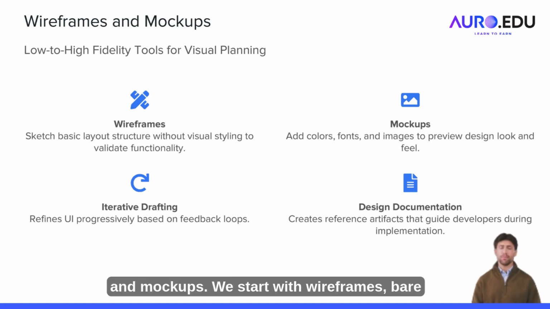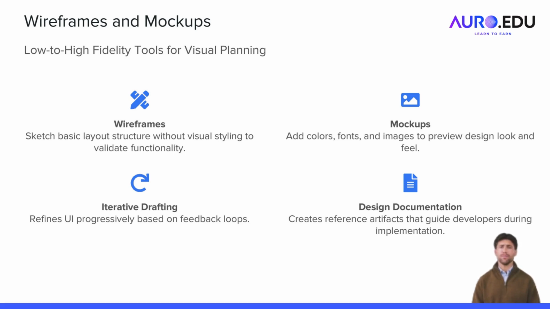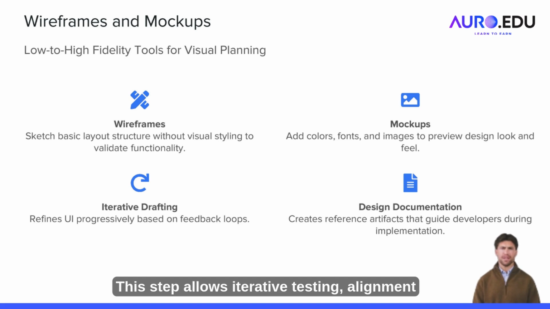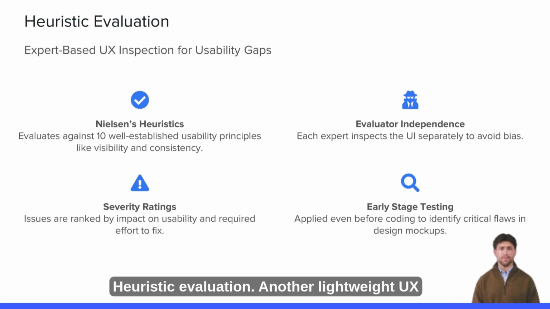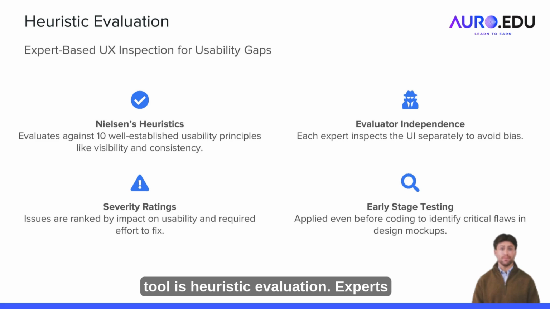Wireframes and mockups. We start with wireframes, bare-bones layouts to validate structure, then move to mockups, visual-rich previews of the UI. This step allows iterative testing, alignment with stakeholders, and clear guidance for developers. Heuristic evaluation. Another lightweight UX tool is heuristic evaluation. Experts assess a UI against 10 usability principles, like feedback, consistency, and error prevention. Each issue is ranked by severity, and these evaluations are best done early, even on mockups.